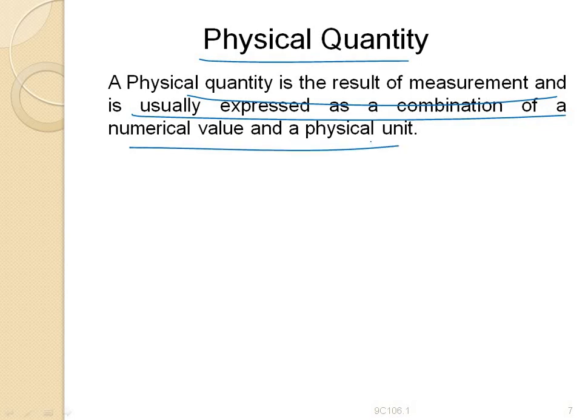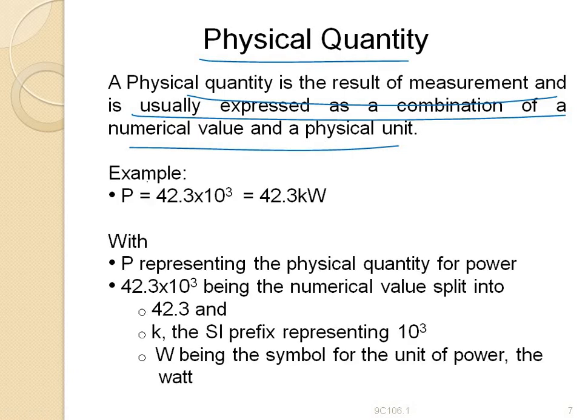So here the physical quantity is determined, that is nothing but the result of measurement. Whatever the quantity of the result is, it is usually expressed as a combination of numerical values and physical units. The units we are expressing for the measurements, for the loads or anything, is known as the physical quantity. For example, P means load. P is equal to 42.3 into 10 to the power of 3. It is also called 10 cube.